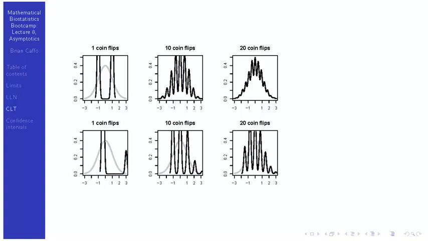Once you get to 20 coin flips, it's looking pretty good. It's overlaying the standard normal distribution pretty well. And it turns out in the coin flipping example, it converges to normality quick if the coin is fair.